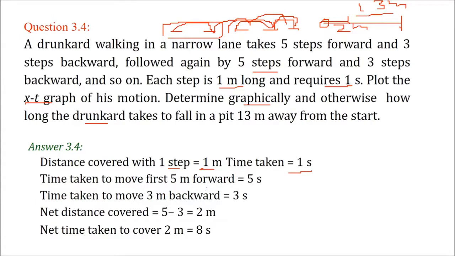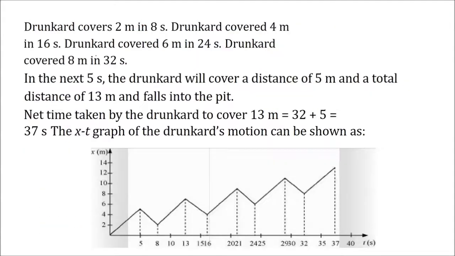As we said, the time taken to move the first 5 meters forward, because 1 meter is 1 second, is 5 seconds. And the time taken to move 3 meters backward is simply 3 seconds, because he comes back. So the net distance he covers is 5 minus 3, that is 2 meters. But he walks 5 steps and then comes back 3 again. So in all, 5 plus 3, that is 8 seconds he takes for one forward and backward cycle. So he covers 2 meters in 8 seconds.